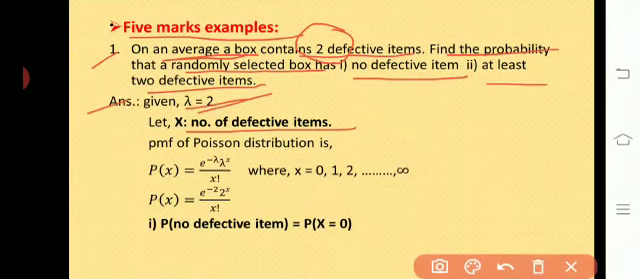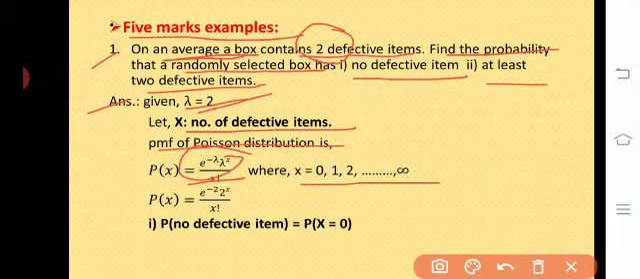If you consider x as the variable, the number of defective items, therefore the PMF of Poisson distribution is P of x equal to e raised to minus lambda into lambda raised to x upon x factorial, where x equal to 0, 1, 2, so on to infinity. Now in this PMF put the lambda value, that is lambda equal to 2. Then you will get P of x equal to e raised to minus 2 into 2 raised to x upon x factorial, where x equal to 0, 1, 2, so on to infinity.